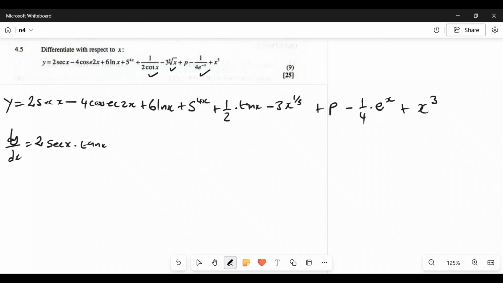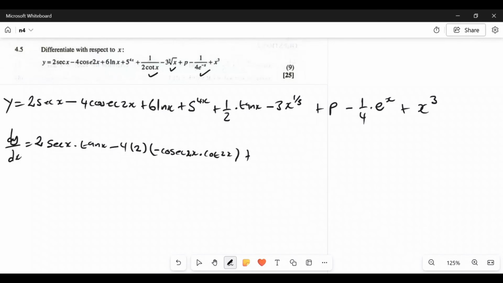Now, let's move to the second term. The second term, we have negative 4 cosec 2x. Now, negative 4 is actually the coefficient. Now, we need to derive cosec 2x. When we derive a trigonometric ratio that has a coefficient of x, we have to multiply by that coefficient first, which is 2 in this case. And then now we derive cosec. So the derivative of cosec, guys, if you still remember, is negative cosec 2x multiplied by cot 2x. There we go.